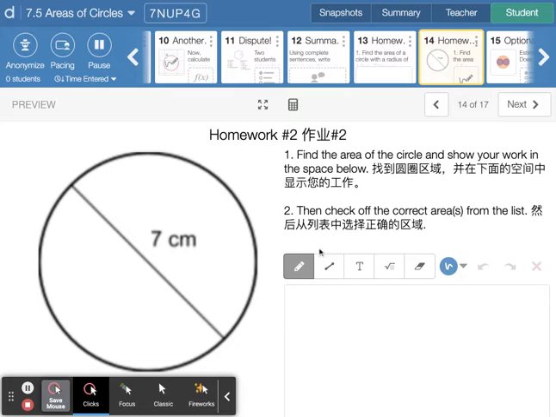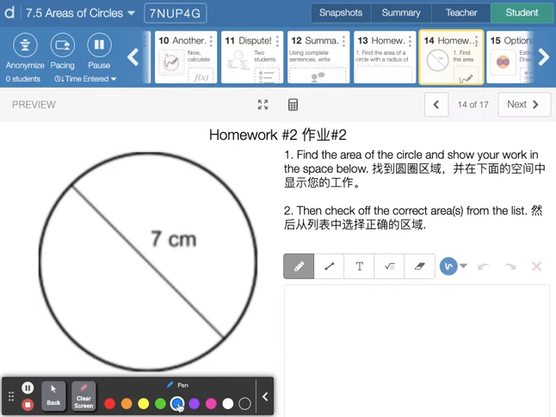Okay, so we're going to look now at homework problem number 2. We want to find the area of the circle and then check the correct areas from the list. So we're again going to have 2. Looking at this problem, I know that I have a diameter that's given to me, so I need to find the radius. If the diameter is 7, the radius is going to be half of 7, or 3.5 centimeters. I'm just going to fill it out here, 3.5 centimeters, so that we have 2 radii equal 1 diameter.